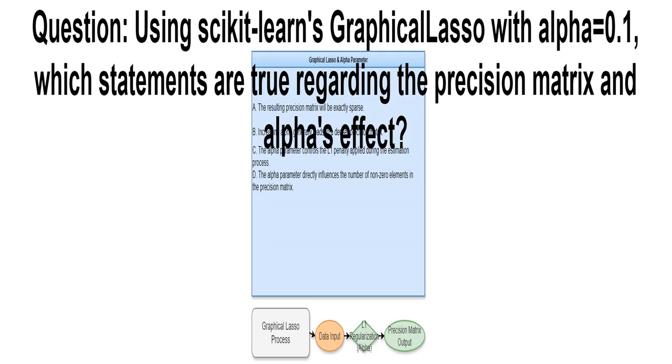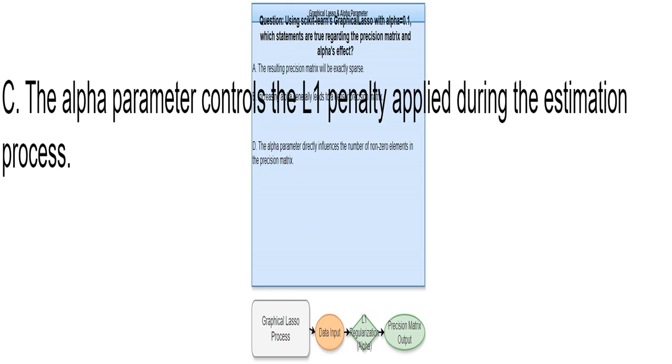I'm asking you about the GraphicalLasso algorithm in Sklearn and how the alpha parameter affects the precision matrix it produces. The precision matrix is essentially the inverse of the covariance matrix, and it helps us understand the relationships between variables in your data. You got it. Alpha is the key parameter here. It directly controls the strength of the L1 penalty, also known as lasso regularization. Think of it like this. Alpha is a dial that adjusts how much we want to penalize the model for having many non-zero elements in the precision matrix. A higher alpha value means a stronger penalty, leading to a sparser matrix.